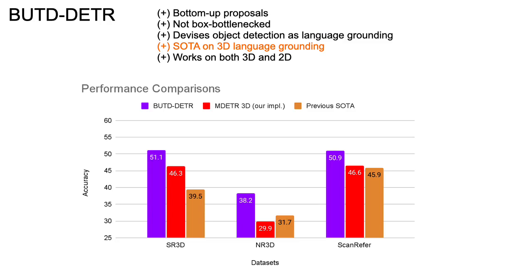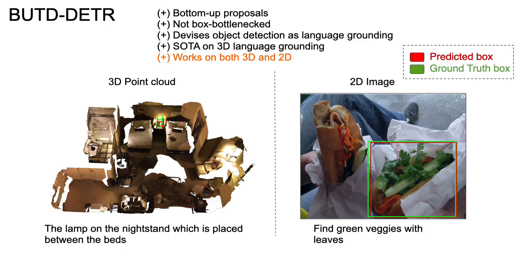Through these innovations, BUTD-DETR achieves state-of-the-art performance on 3D language grounding, outperforming all previous methods as well as MDETR's 3D equivalent that we implemented. With minimal changes, our model works both on 3D and 2D, thus disproving previous conjectures that 2D-based grounding models are deficient for 3D language grounding without carefully designed 3D modules.